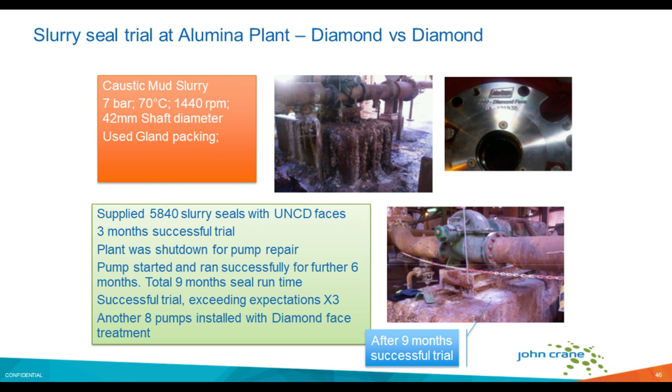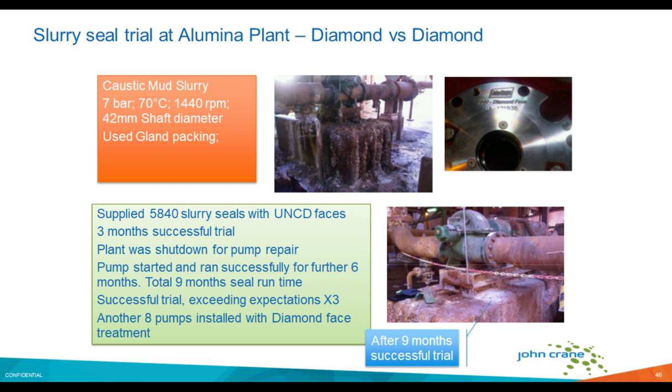On the screen here we have an example of application of diamond on diamond seal faces in a slurry seal in an aluminum plant. This is a caustic mud slurry, a very difficult application with the process conditions that you see there. John Crane supplied several high-duty slurry seals with diamond seal face treatment to this application.